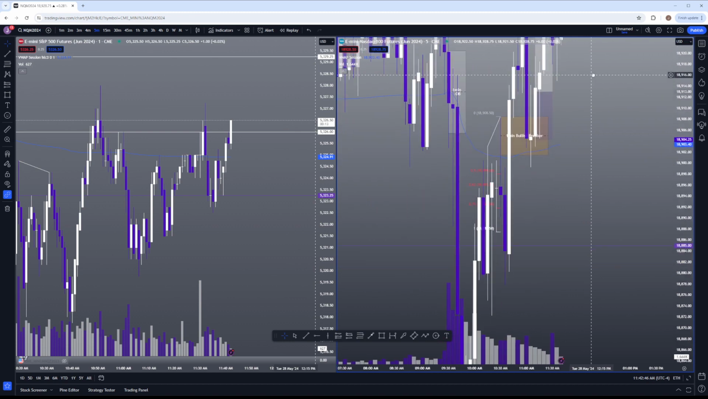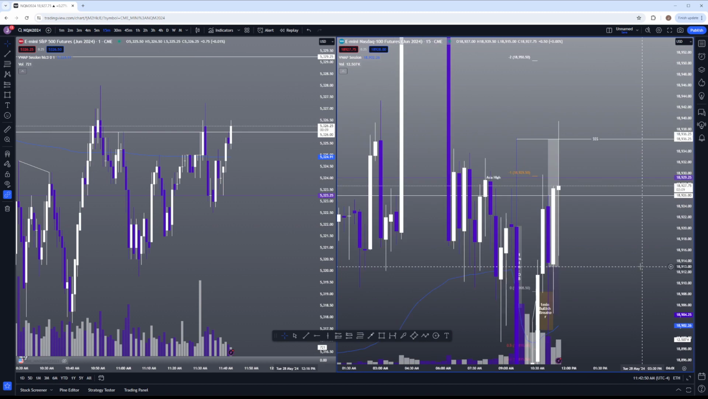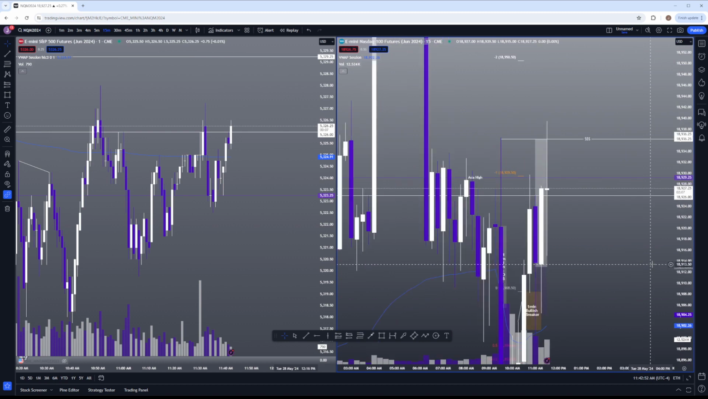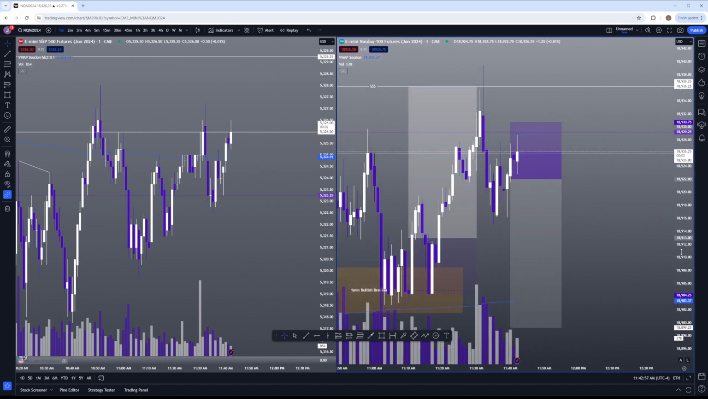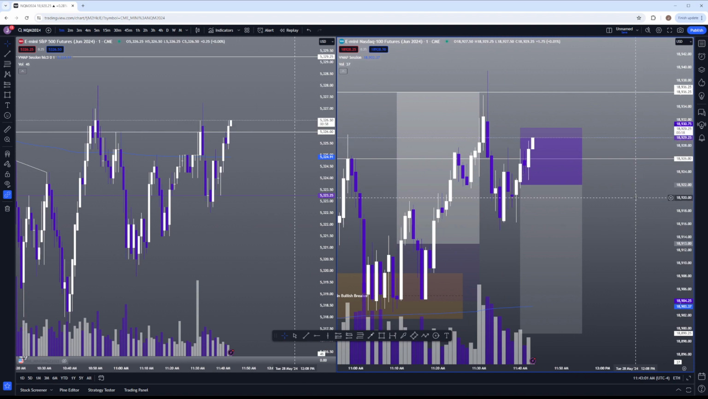Yeah, that 5 minute still looks very bullish. 15-minute closes in a few minutes. We'll see how that closes. Okay, this is one of those times I'm probably going to wait to take any more trades.